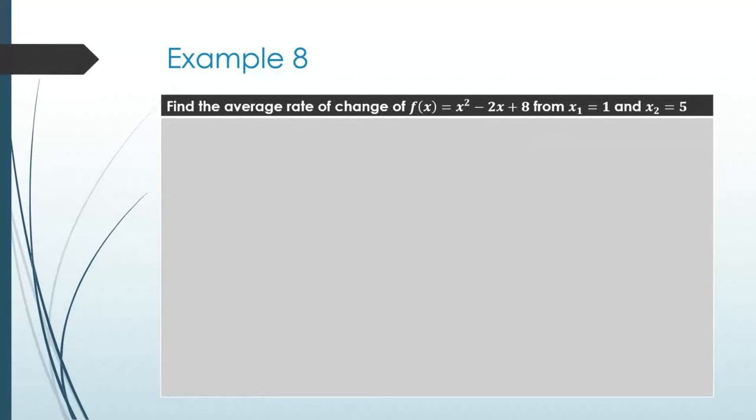So in my example here, find the average rate of change of f of x equals x squared minus 2x plus 8 from x equals 1 to x equals 5. So we need to find our function values, f of x sub 1. That is, we basically plug in f of 1. So I need to plug 1 into my equation. I need to first figure out what that function value is.